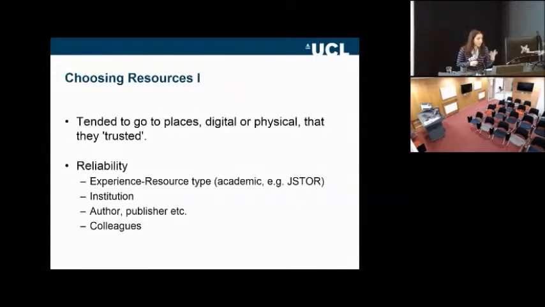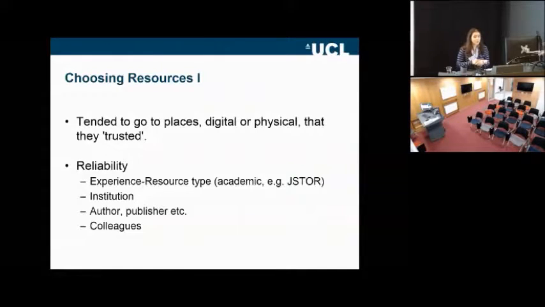Now, one of the things that I wanted to examine when asking them about how they went about finding and gathering information was how they decide which resources to choose or which resources to trust. So they generally tended to go to places, digital or physical, that they trusted, and this meant that they found them reliable based either on previous experience or on the resource type, like whether it was considered to be academic, like JSTOR, because sometimes their training included the use of this kind of resource, so they felt that they trusted them.